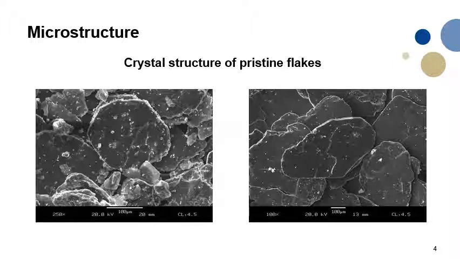To fully understand the relation between microstructure and mechanical properties, it's important to start from the beginning of the manufacturing process. In these pictures, we can see the natural flakes of graphite. They are highly crystalline and they have a very regular shape, which is almost hexagonal.